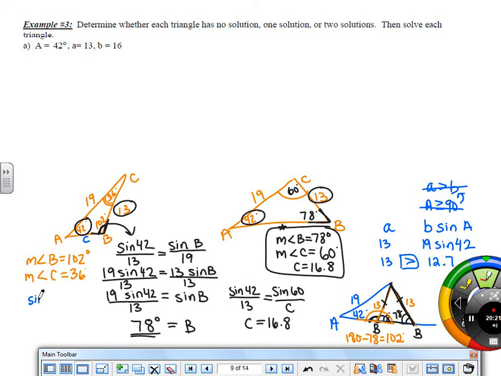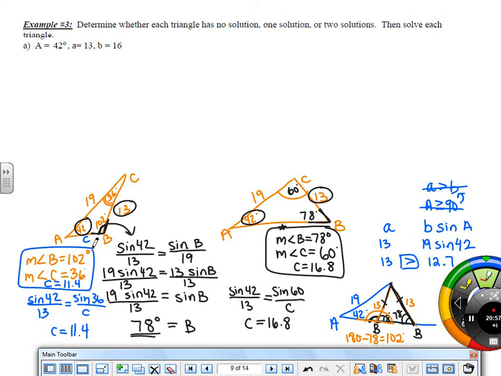So I would have the sine of 42 over 13 equals the sine of 36 over C. And I would solve this for side length C. So I would do 13 times the sine of 36 divided by the sine of 42. And I would get that side length C is equal to 11.4, which makes more sense for this triangle because it's across from the most acute angle. So side length C here is 11.4, and this is the solution for that triangle.